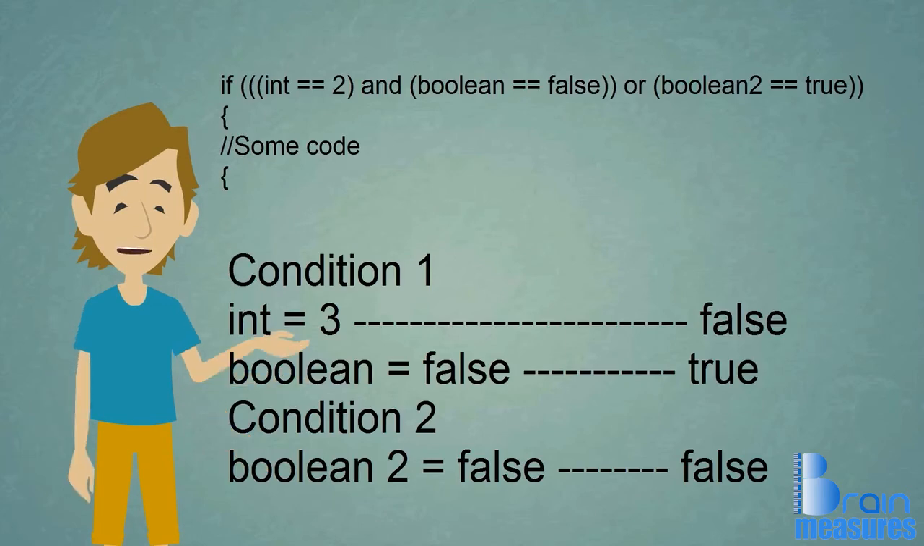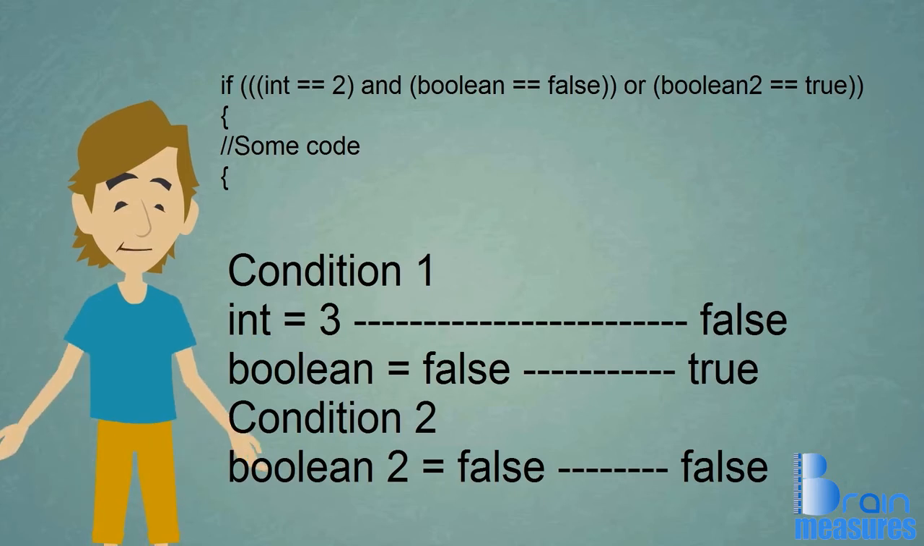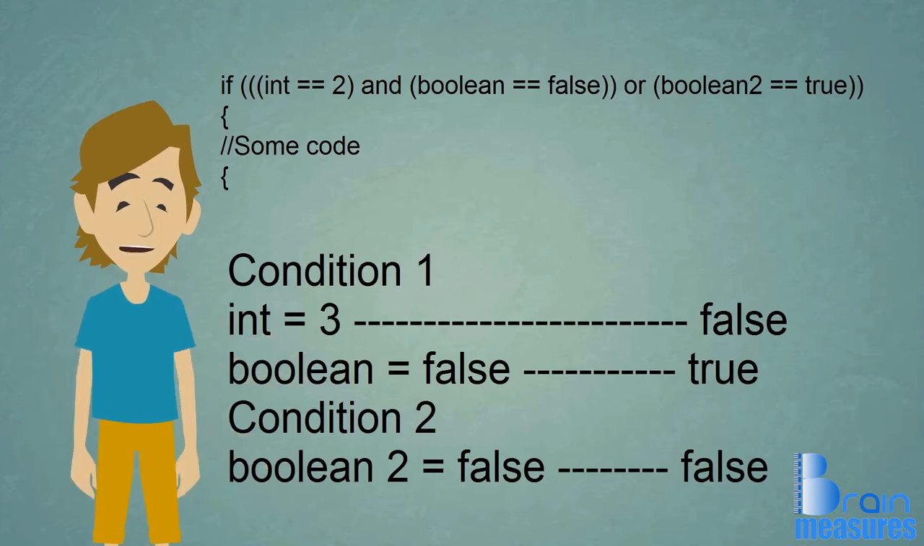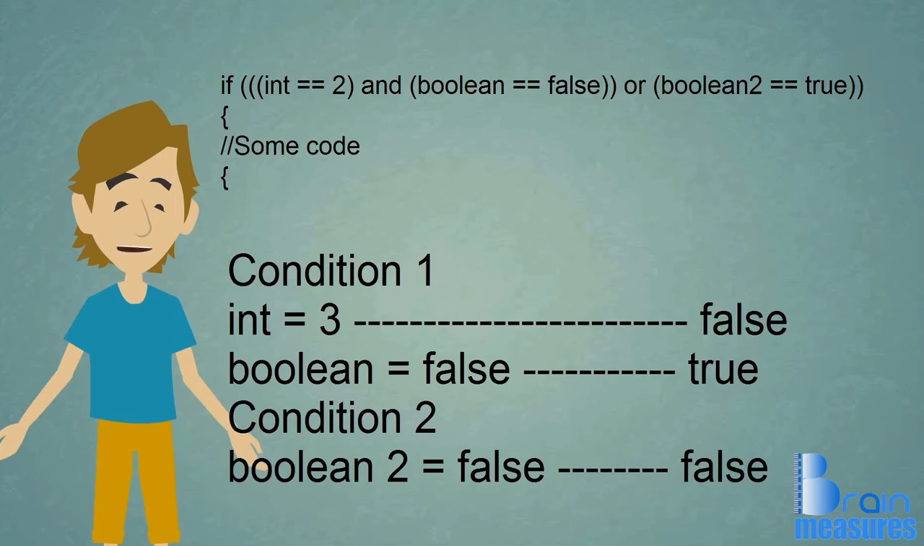How did we figure that out? Well, I wrote down what the variables are equal to, then I checked them against the if statement to see if they were correct or not. So in order for the code to run, what has to happen is that either condition must be true. Since condition 1 has an and, both conditions must be true and they are not.